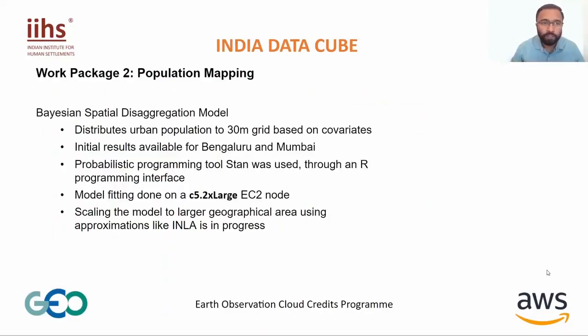Continuing to the results of work package 2, we took the covariates that were mentioned earlier and fit a Bayesian spatial disaggregation model to disaggregate the population of two cities, Bengaluru and Mumbai, down to 30-meter grids. And for this, we used the probabilistic programming tool STAN running on a compute-intensive EC2 node. To scale it to the India level, we plan to use approximate inference tools like INLA.